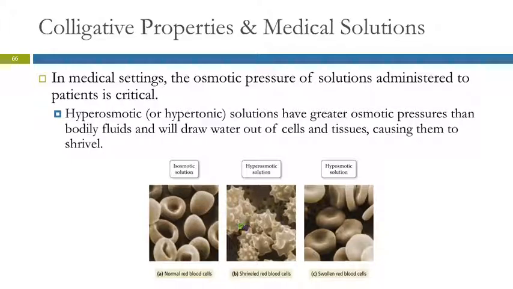If you use a hyperosmotic or hypertonic solution where the concentration is higher, the osmotic pressure is higher, it's going to pull water out of the red blood cells and cause them to shrivel up. It's called crenation when blood cells do that. They get all spiky. You can just kind of tell that's not going to be good, right?